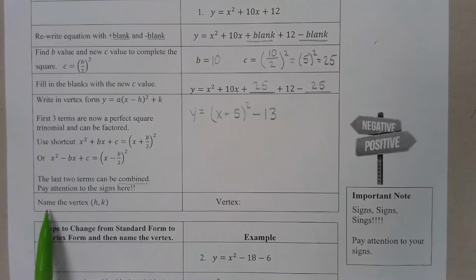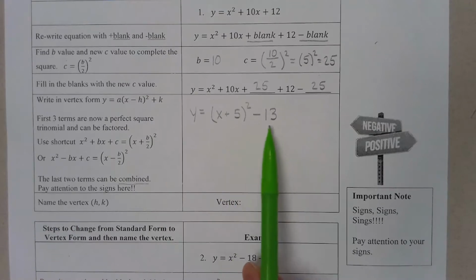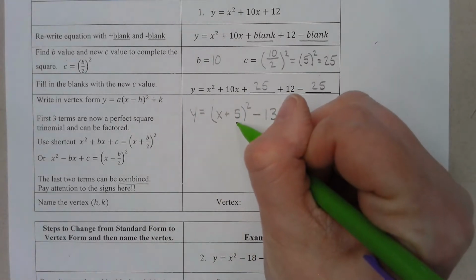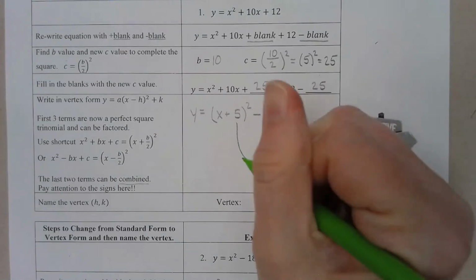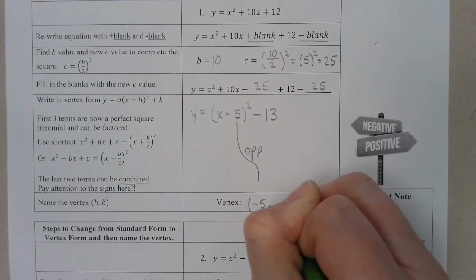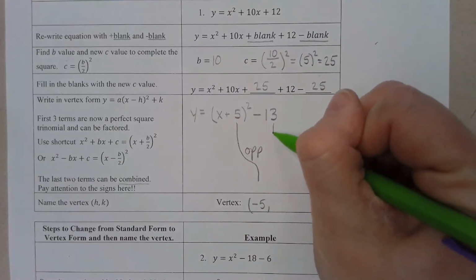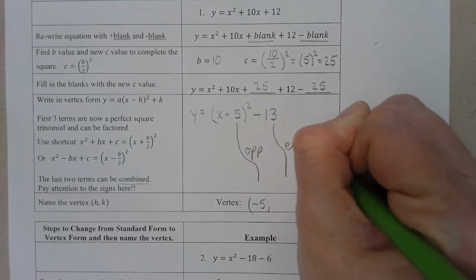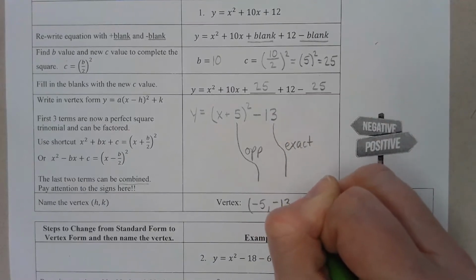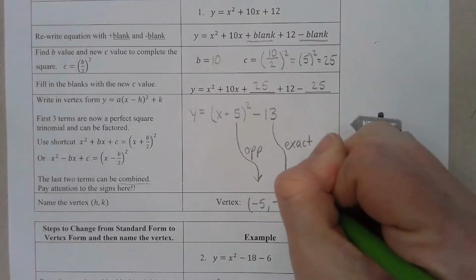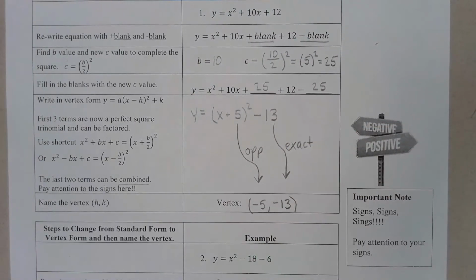We can now name the vertex. If this is vertex form, in order to name the vertex, we look at this h value and we do the opposite. So that would be a negative 5, comma, we look at our k value and use the exact value. So negative 13. Opposite and exact for naming that vertex.